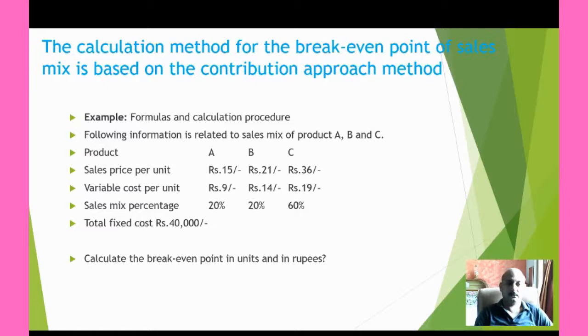So the first step is to calculate the contribution margin per unit for each product. We have three products here: product A, product B and product C. Sales price per unit is rupees 15, 21 and 36, less variable cost per unit, that is rupees 9, rupees 14 and rupees 19. Contribution margin per unit is rupees 6, rupees 7 and rupees 17.